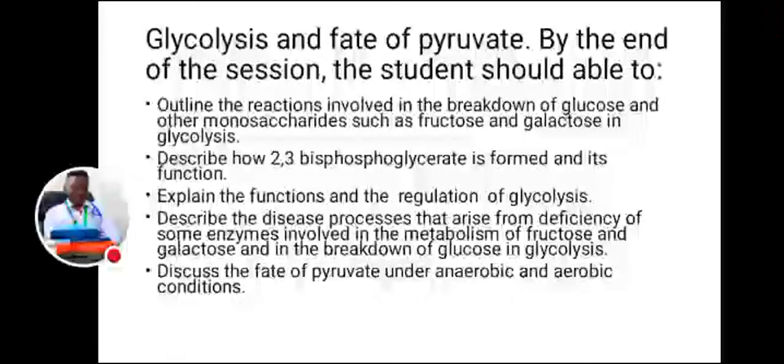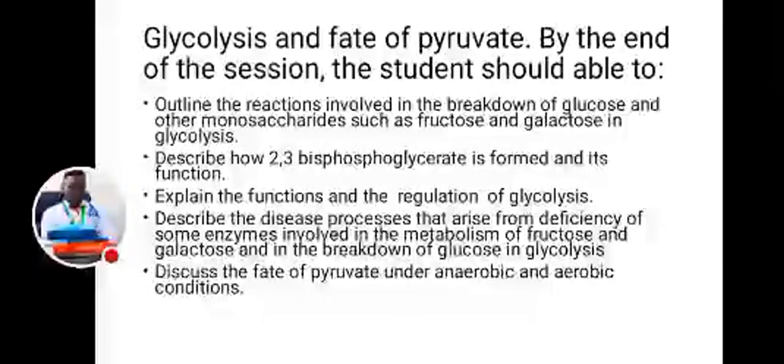We'll be looking at glycolysis and the effect of pyruvate. Objective one: outline the reaction of glucose and other monosaccharides such as fructose in glycolysis. Number two, you must describe how 2,3-bisphosphoglycerate is formed and its function. Then three, you should be able to explain the function and the regulation of glycolysis.